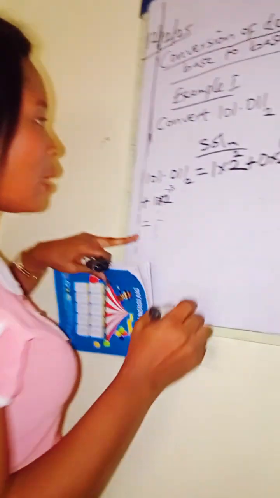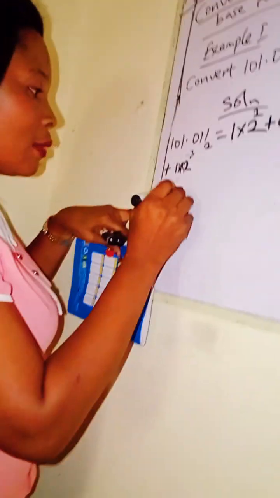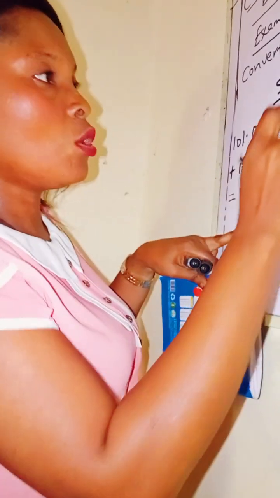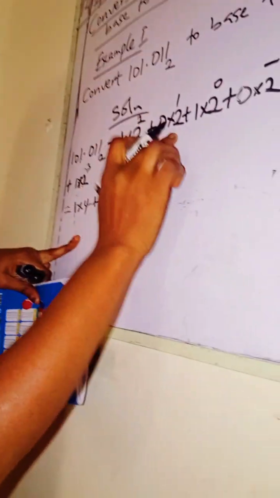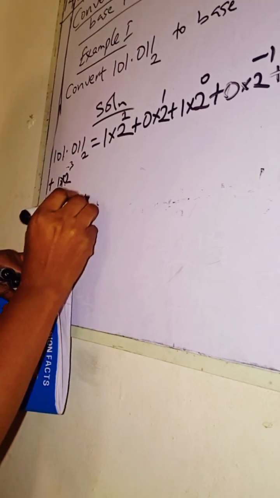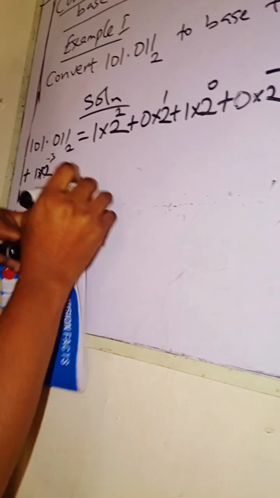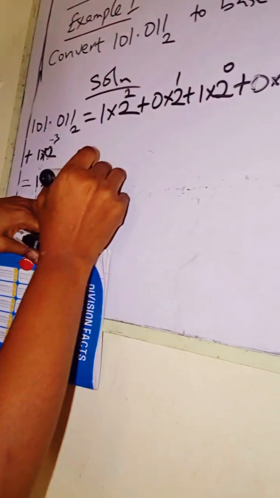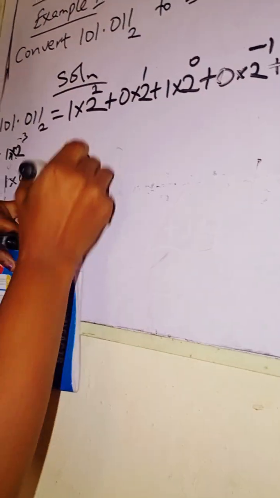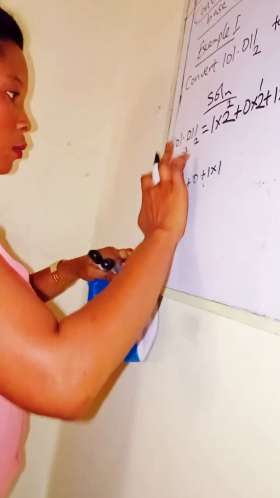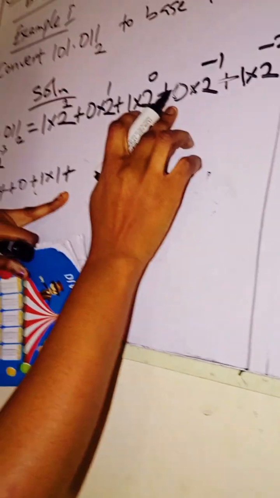So now we come down and say 1 times 2 raised to power 2 will give us 4. Plus 0 times 2 raised to power 1 will give us 0. Plus 1 times 2 raised to power 0. Anything raised to power 0 will give us 1. And multiplying by 0 here will give us 0, so I'm going to put my 0 down first.